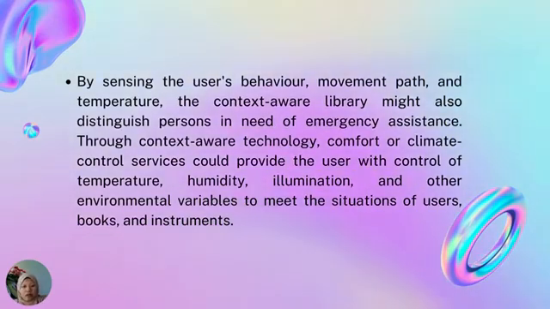One thing that we can find by sensing the user's behavior, movement path, and temperature, the context-aware library might also distinguish persons in need of emergency assistance. Through context-aware technology, comfort or climate control services could provide the user with control of temperature, humidity, illumination, and other environmental variables to meet the situation of users, books, and instruments.